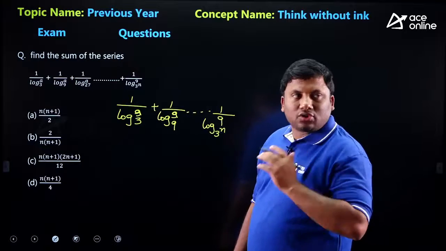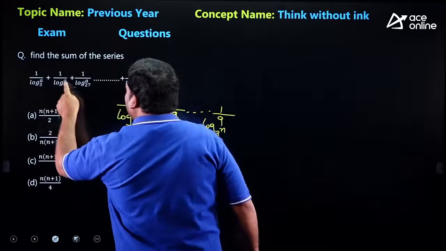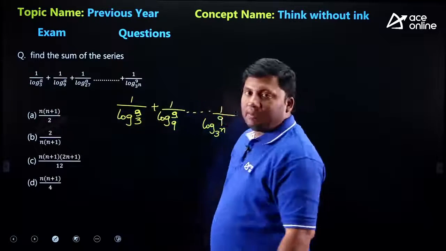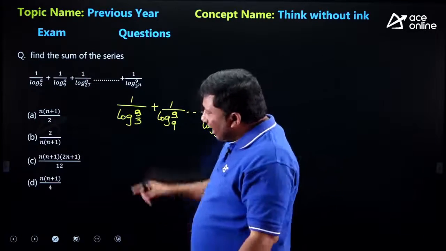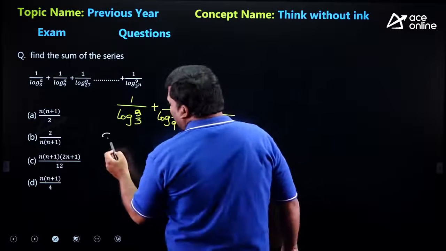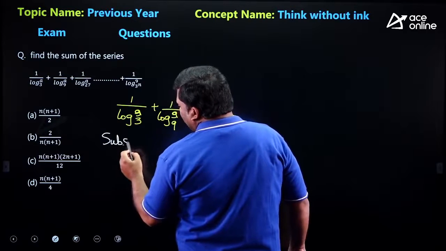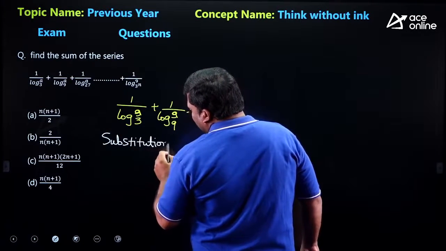The best way to solve this question is, please look at the question. The question contains variables: 3 power 1, 3 power 2, 3 power 3, 3 power n. The answer also contains variables. The best way to solve this question is the substitution method.